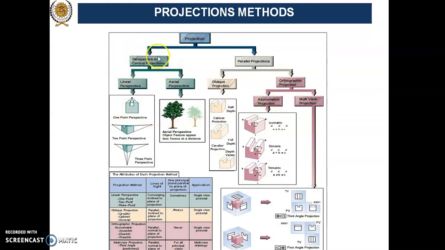This perspective projection is classified as linear perspective and aerial perspective. The linear perspective is further classified into three different types: 1-point perspective, 2-point perspective and 3-point perspective. Whereas aerial perspective is where the object features appear less in focus at a distance. The parallel projection is also broadly classified in two different ways: oblique projection and orthographic projection.